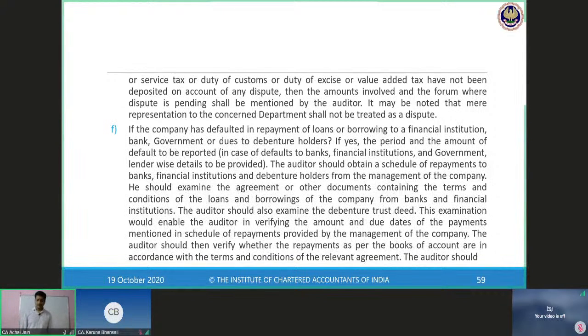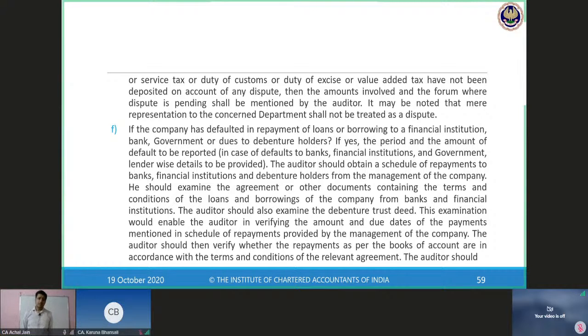Okay, that is CARO. Next, if the company has defaulted in repayment of loans, borrowing, or any such type of borrowings, then the period and amount of default should be reported. And in case of default to banks or any such institution, lender-wise details are required to be provided.